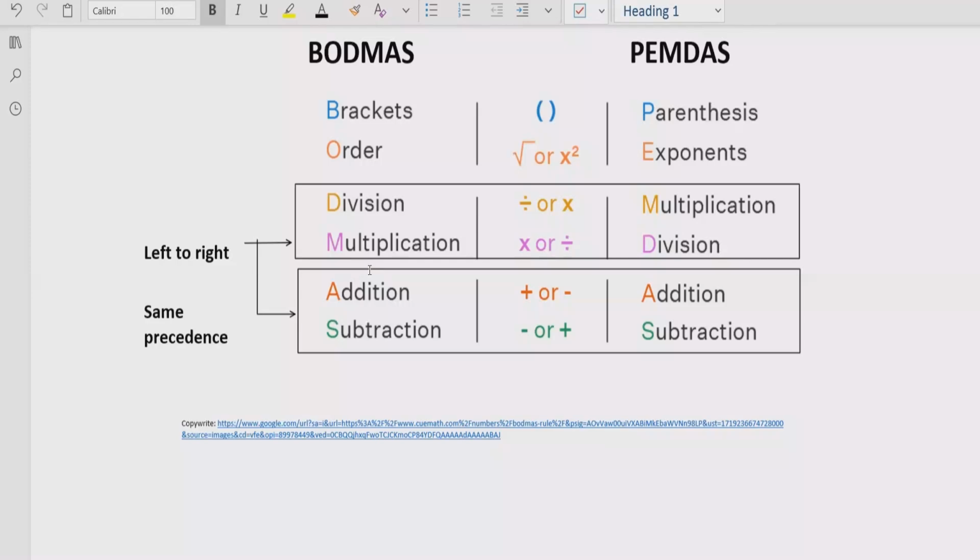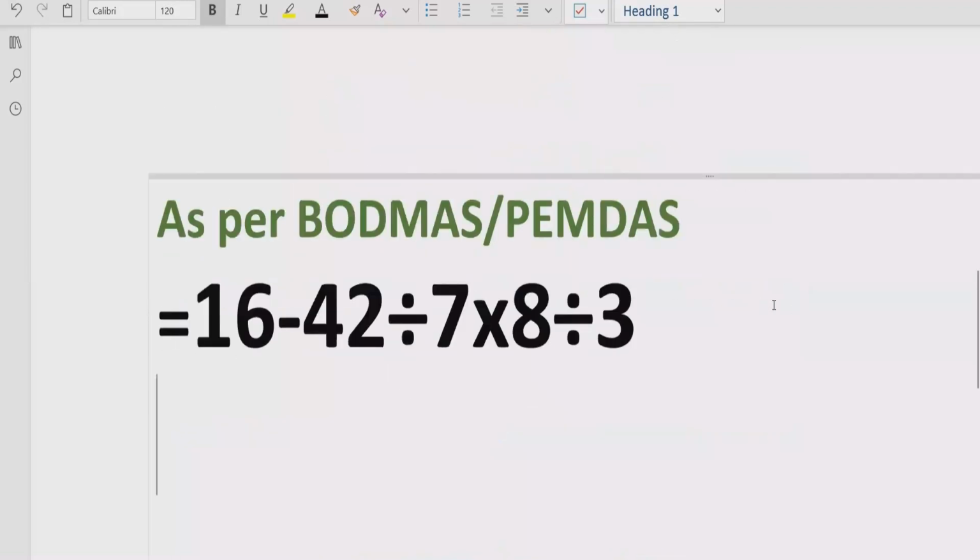Step number 3, you have to solve division and multiplication. Both have similar precedence, so you can solve any of them which is coming first. Similarly, for addition and subtraction, we have the same rule. We can solve addition first if it is coming first, and we can solve subtraction first if it is coming first. Now move forward to solve the given expression.